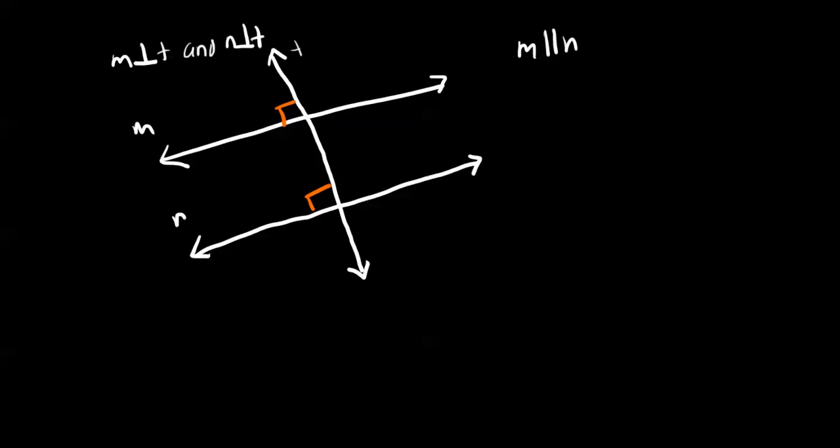The next theorem we're going to look at is Theorem 3.8. This theorem states that in a plane, if two lines are perpendicular to the same line, then they are parallel to each other. So if we look at this diagram here, and if line M is perpendicular to line T, and line N is also perpendicular to line T, then we can conclude that line M is parallel to line N.